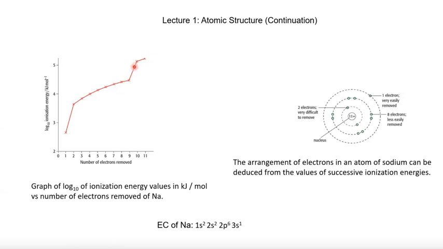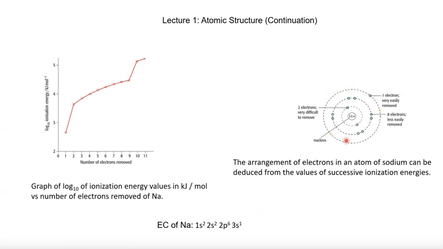These jumps mean that we are going down to a shell. Let's say this is third shell. You can see that this is third shell. And when we go to second shell, we get a jump. Similarly, when we go to first shell, we get another jump. And this is the indirect evidence of electronic configuration of atoms.